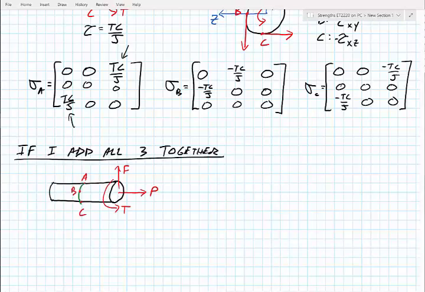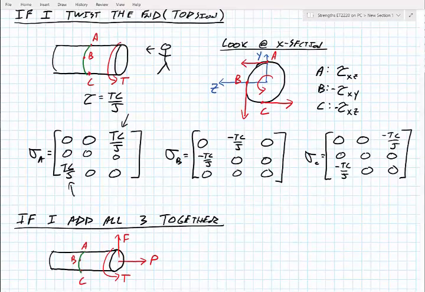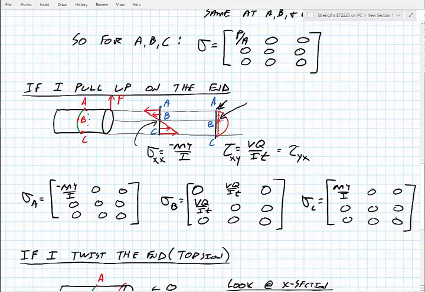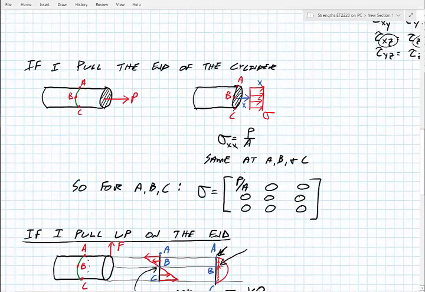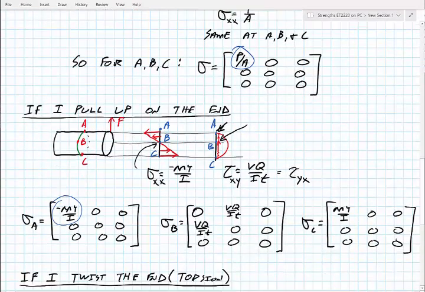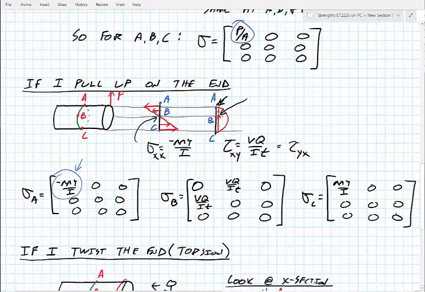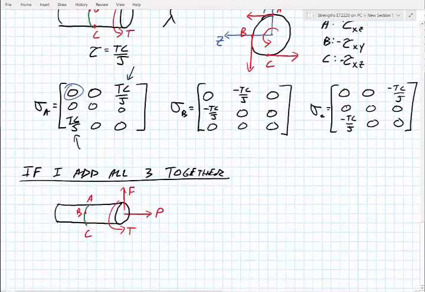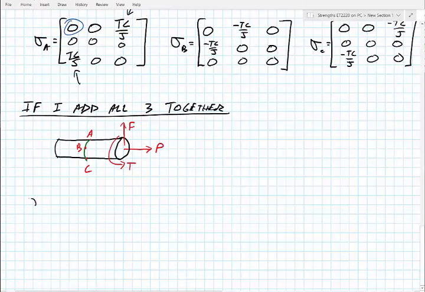And if I add all three together, all I need to do is go through and say for point A, well, at point A, I don't have anything from the twisting. From point A, I do have something due to the bending. And at point A, I also have something due to this axial force. So I'm going to take that P over A, which is in tension due to the pulling, and I'm going to subtract my My over I, because that's in compression due to the bending. So adding those together, I end up with a total stress tensor for point A that looks like this.